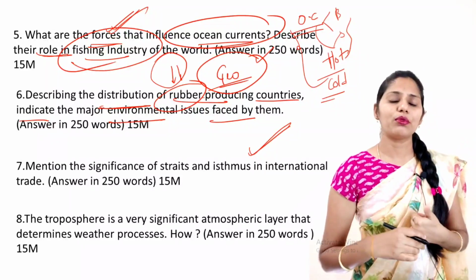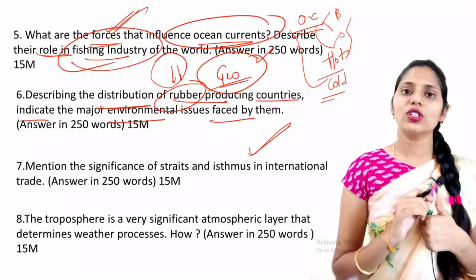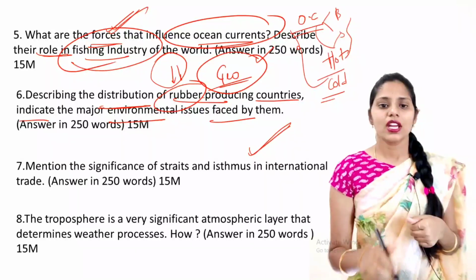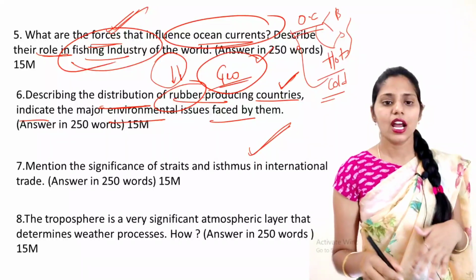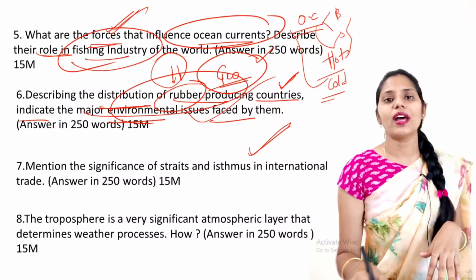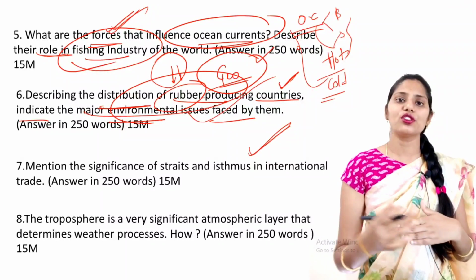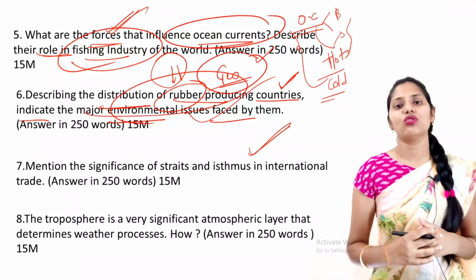You have to draw the map of the world and show which countries are producing this rubber. You have to know what the favorable conditions for the growing of rubber are, and what the major environmental issues faced by the farmers of this rubber are. So this is the demand of the question.